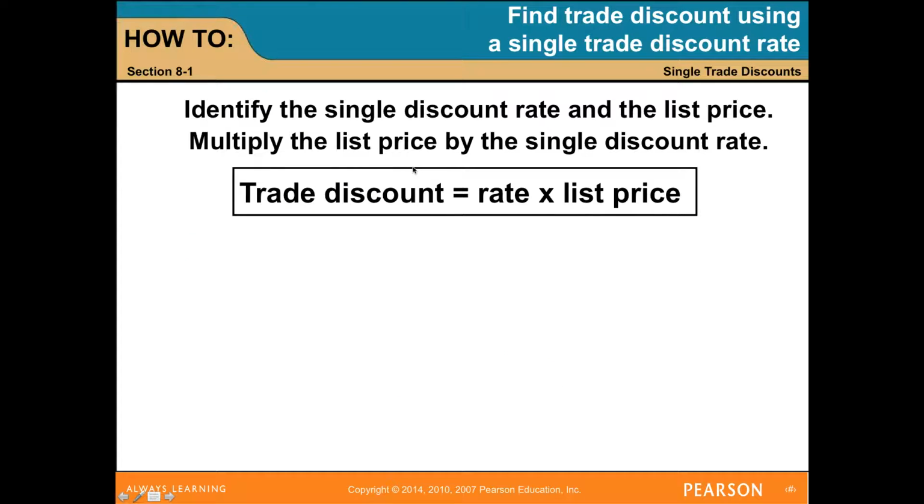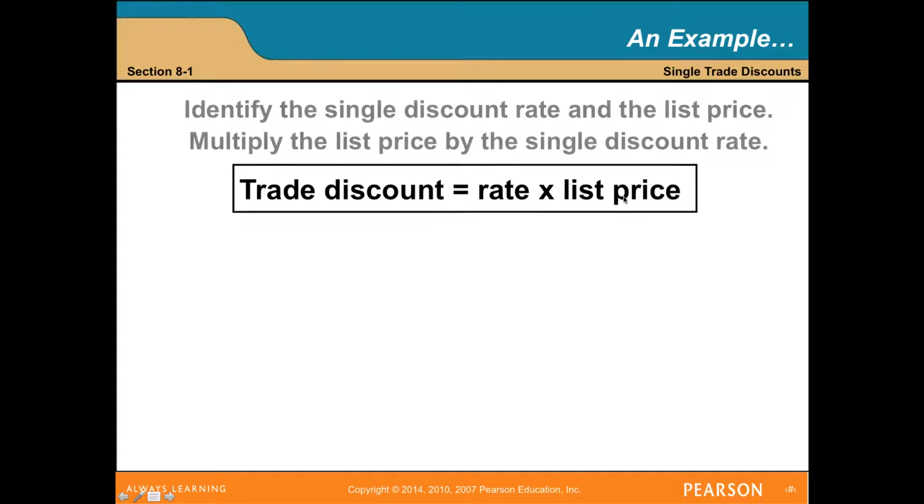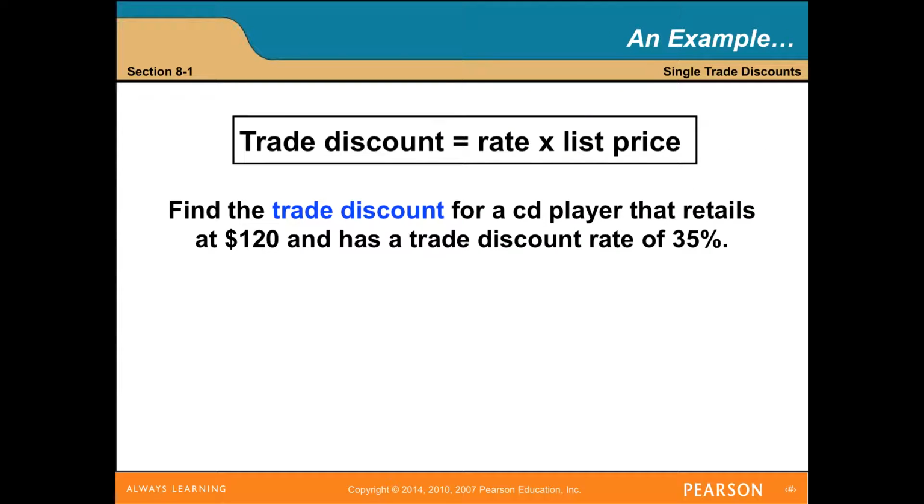Identify the single discount rate and the list price. Multiply the list price by the single discount rate. So we have trade discount, which equals the rate times the list price. And here's an example of this. Find the trade discount for a CD player that retails at $120 and has a trade discount rate of 35%.